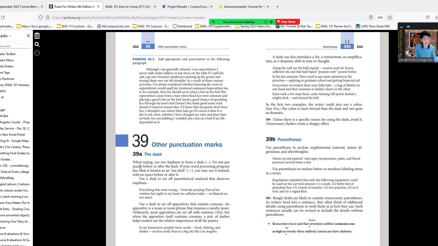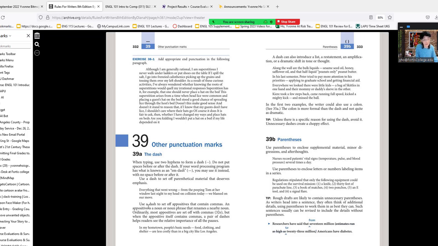The dash. We use a dash or a hyphen when you want to emphasize something at the end of a sentence. When typing, use two hyphens to form a dash. Do not put spaces before or after the dash. Use a dash to set off material that deserves emphasis. Everything that went wrong, and then dash, from the peeping Tom at her window last night to my head-on collision today, and then dash, we blamed on our mood.